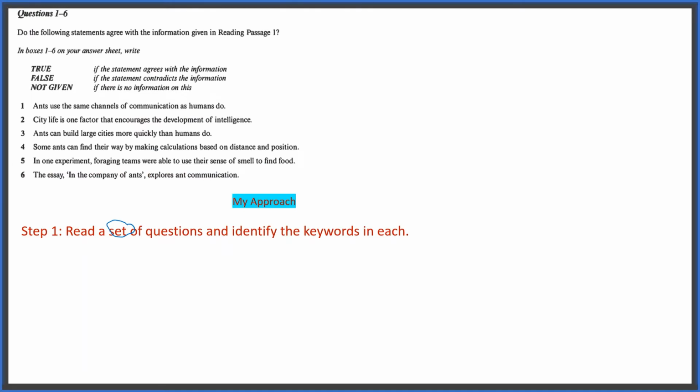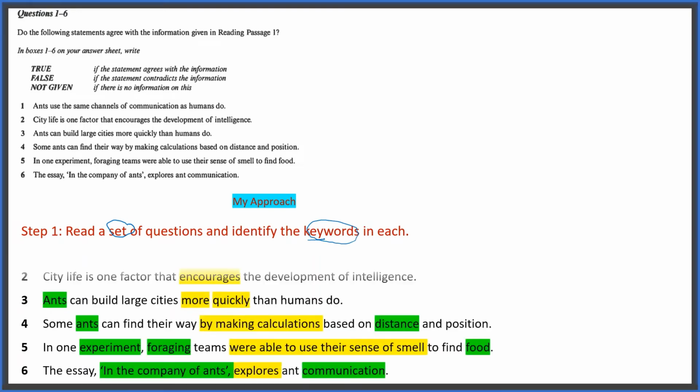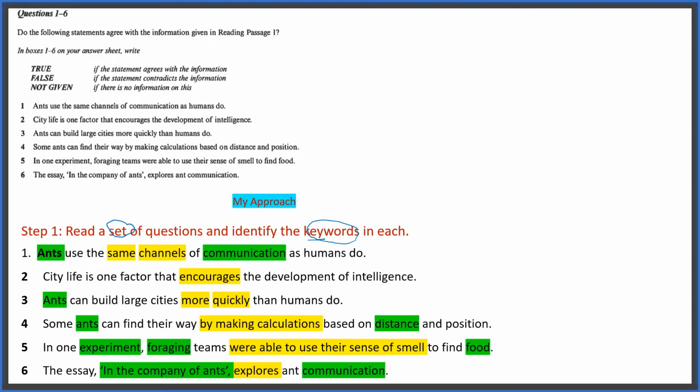Now, I explained to you my approach to IELTS reading section. I say, read a set of questions and identify the keywords in each. Here, you have a set of 6 questions. Make sure that you spend at least 2 minutes on these 6 questions. And look at the keywords. I have marked some keywords with green and the others with yellow.